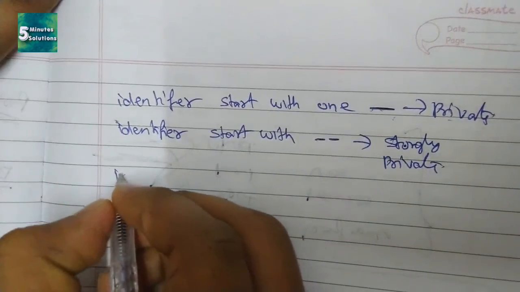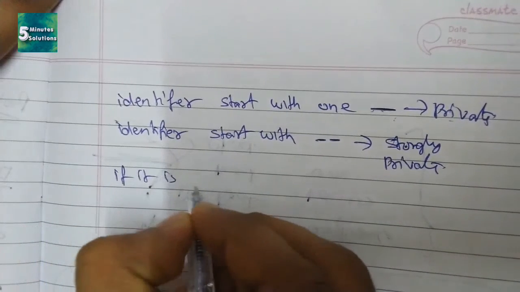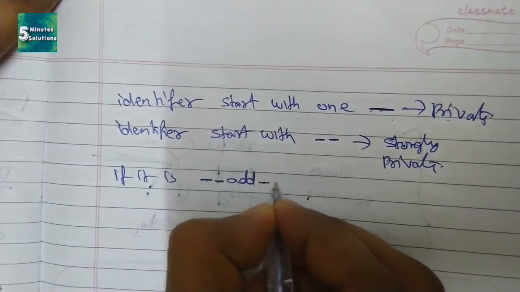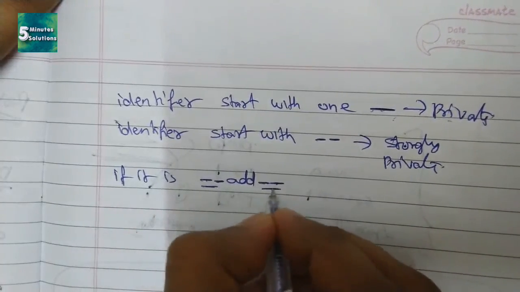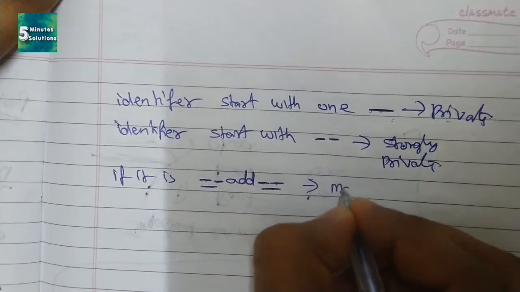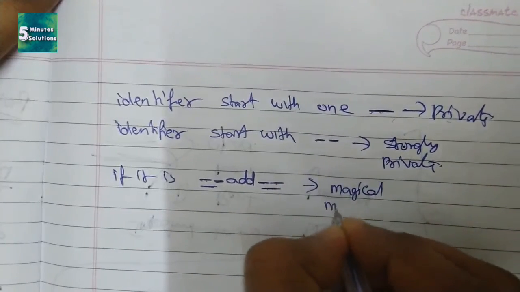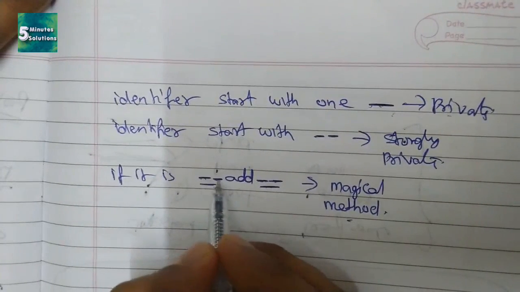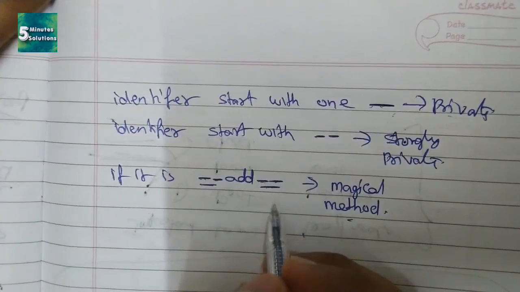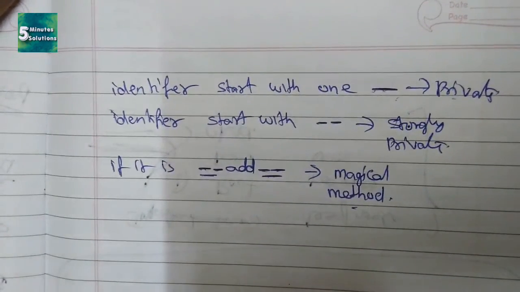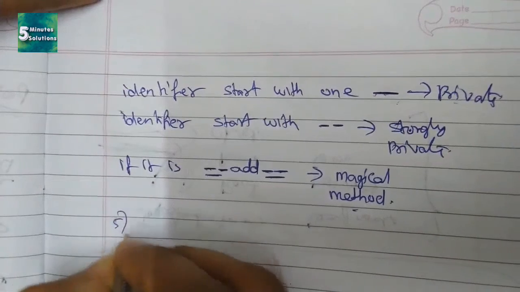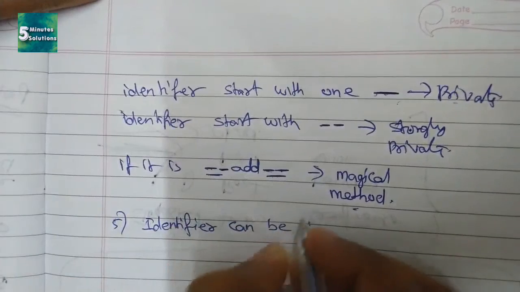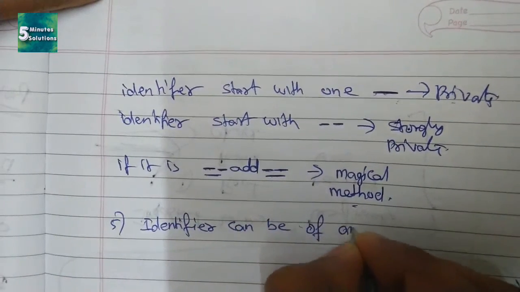And if it is like this, with two underscores before and after, then it is a magical method. This is what a magical method means: there are two underscores before and after. Then it is a magical method. And the last one, an identifier can be of any length.